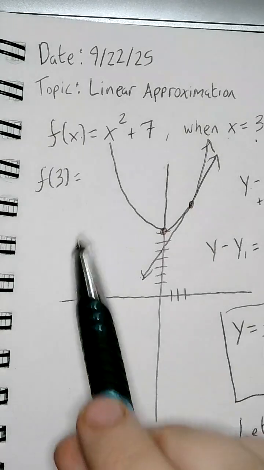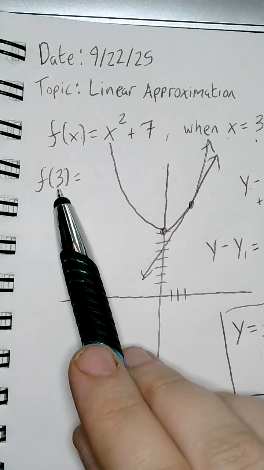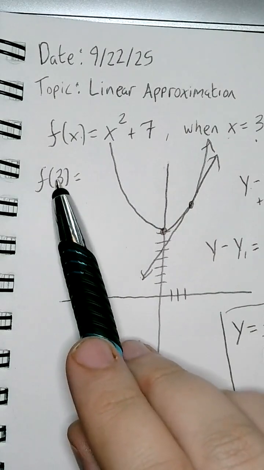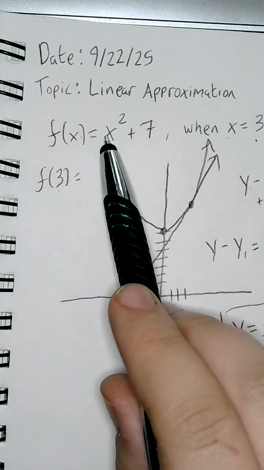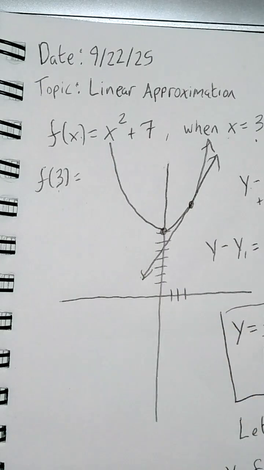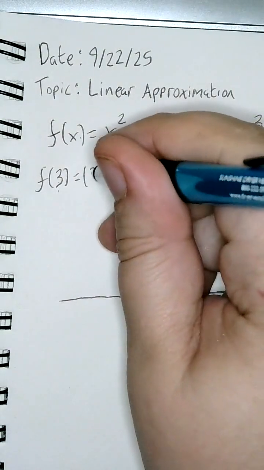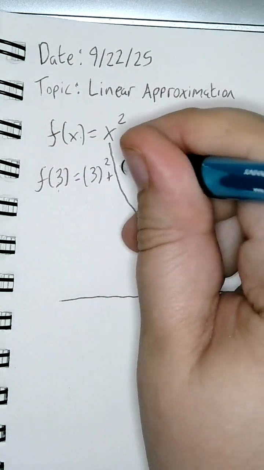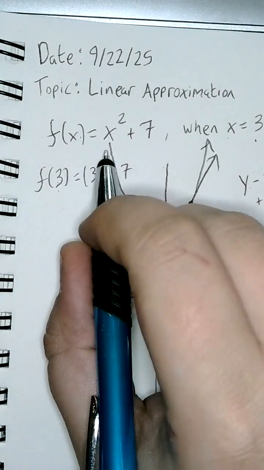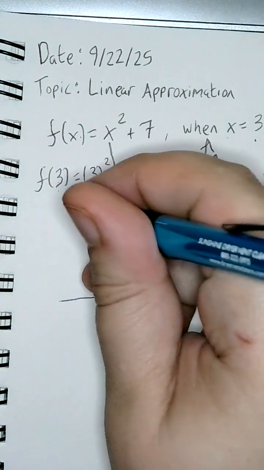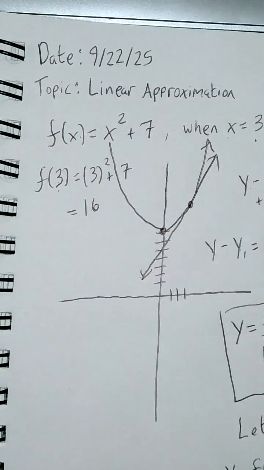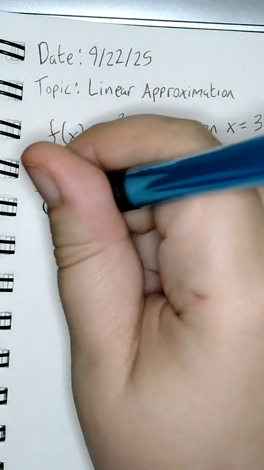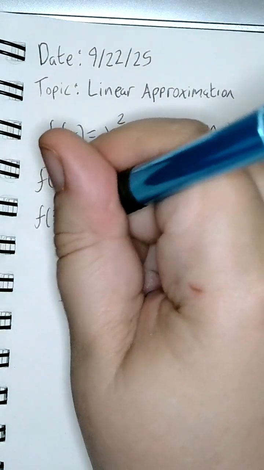So yeah, remember, anytime I have a number inside of parentheses with this f, it means take this number and plug it in everywhere you see x. So this is going to be 3 squared plus 7. 3 squared is 9 plus 7 equals 16. Thank you, Frog. Thank you, Ryan. So we know what f of 3 is.